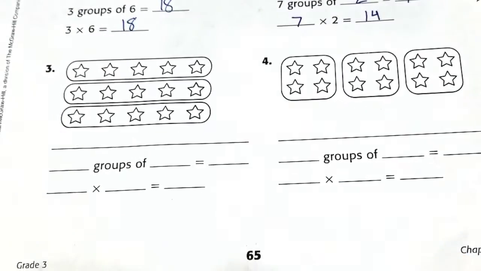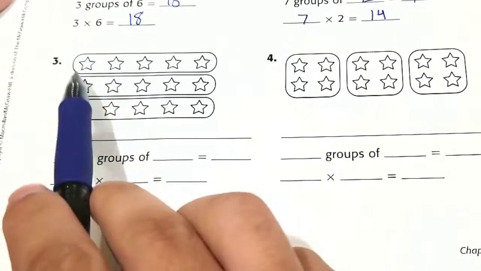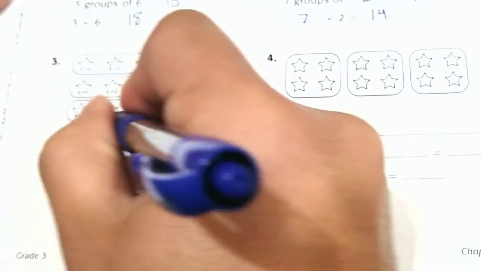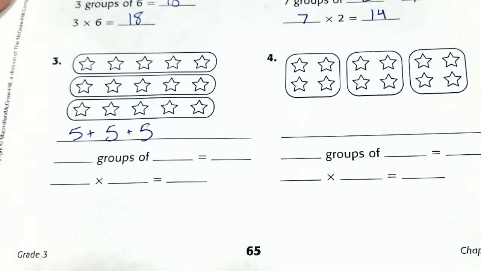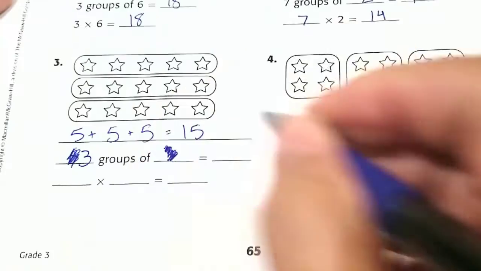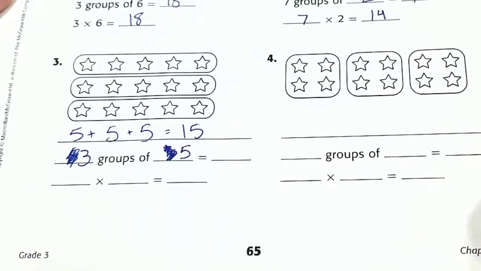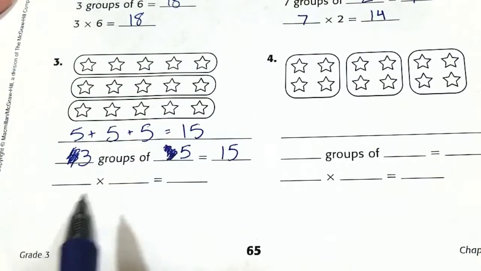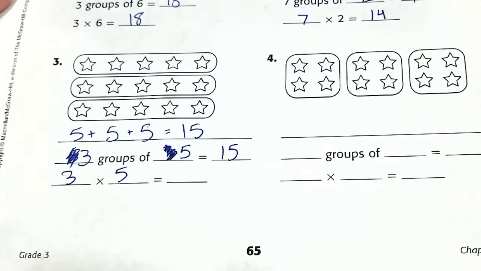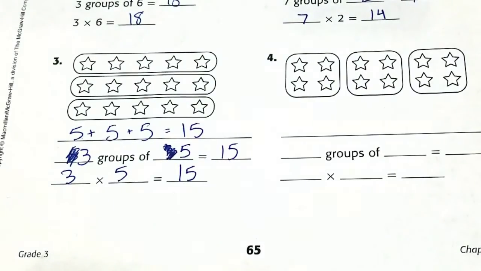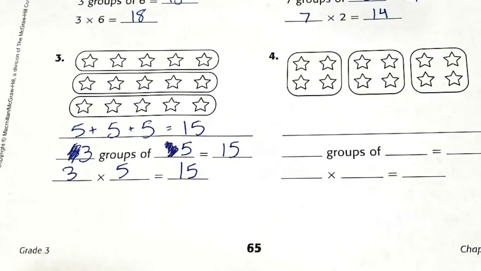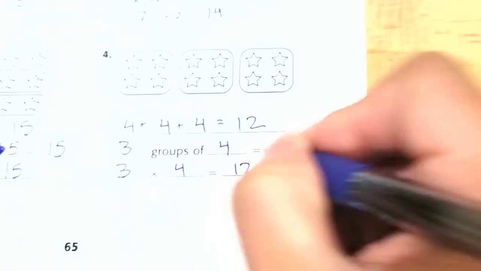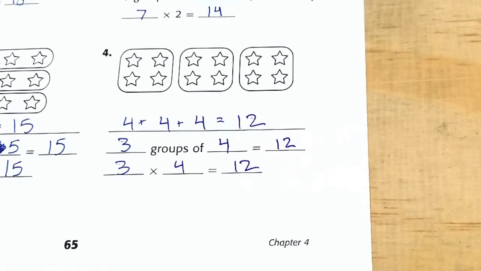Okay, let's try number 3. We have 1, 2, 3, 4, 5. So 5 plus 5 plus 5 equals 15 stars. So there are 3 groups, and each group has 5 stars. It comes out to be 15. And we can also put it in multiplication: 3 times 5 is 15. Did you get that answer? Okay, let's do number 4. In number 4, there are 3 groups of stars, and each one has 4, which is a total of 12. We can put it as 3 times 4, which equals 12. Did you get that answer?